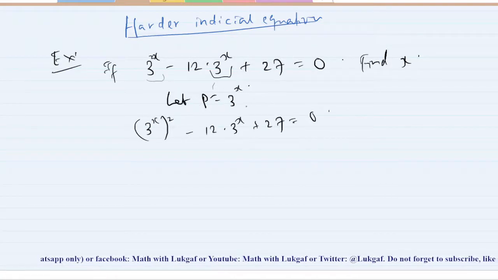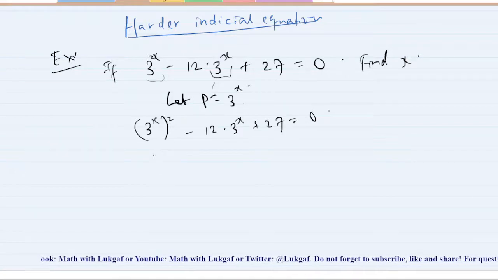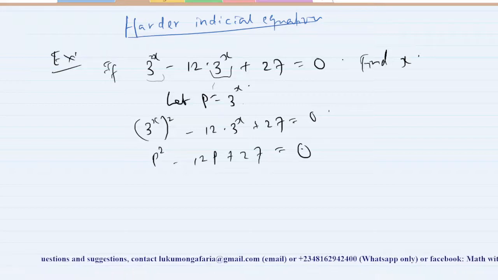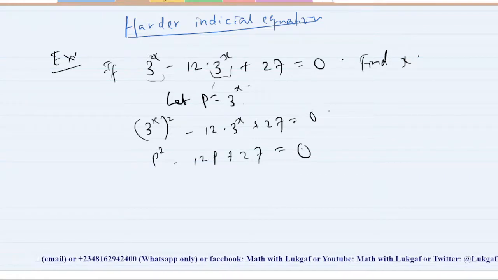Now that I make p to be 3 raised to power x, this is going to be p squared minus 12p plus 27 is equal to 0. Can you see it has led to what? To a quadratic equation. The one we did in the last video led to a simple equation. That's why we call it a simple indicial equation. This leads to a quadratic equation.